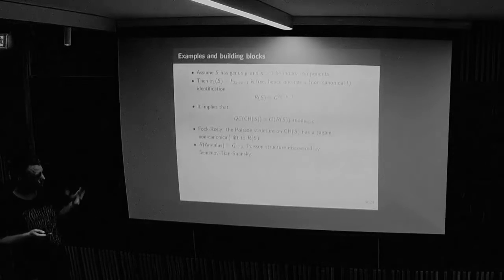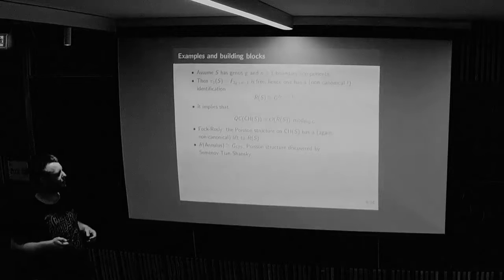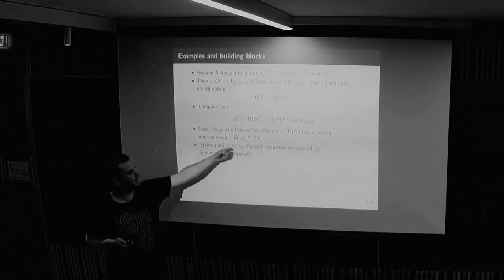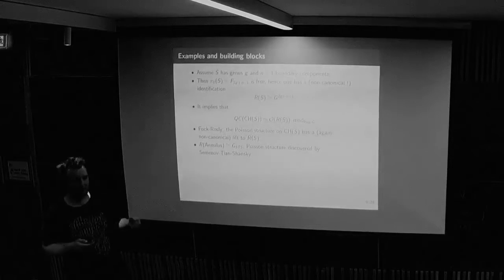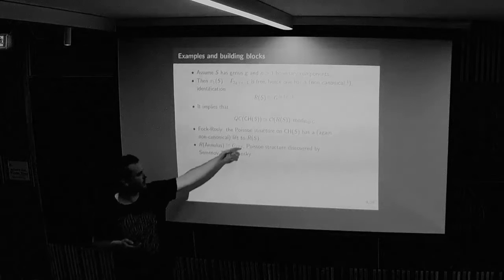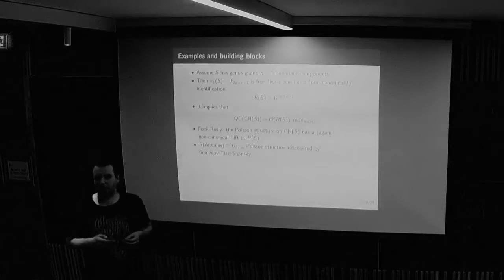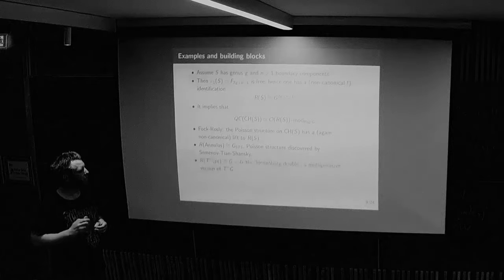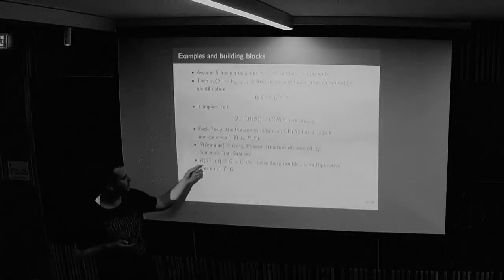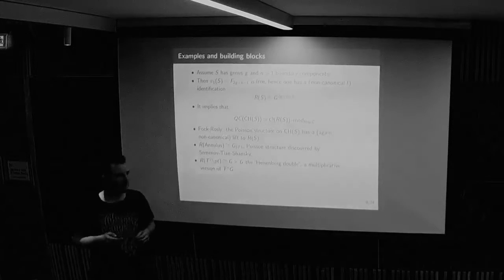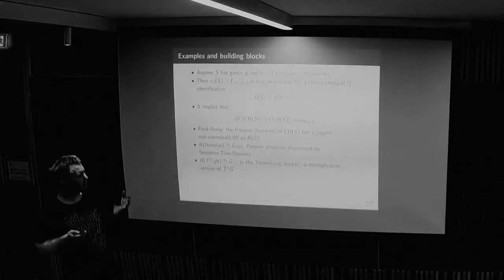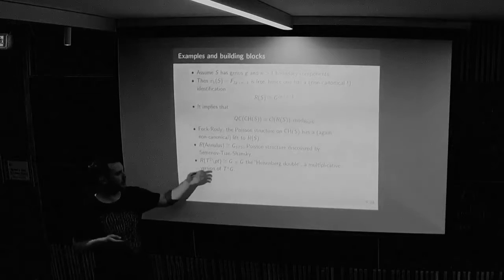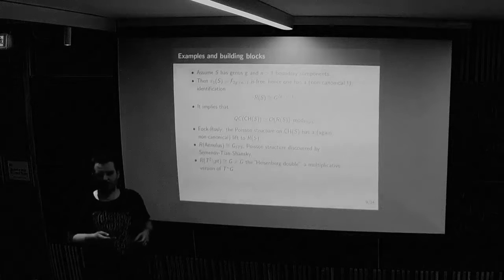And so sort of two building block examples are the representation variety of the annulus. In that case, you get just one copy of G. And you get some Poisson structure that was discovered a long time ago by Semenov-Tian-Shansky. And as Sam said, for the punctured torus, you just have two copies of G. And so you get something that people call the Heisenberg double. And you should think of this as some multiplicative version of the cotangent bundle.